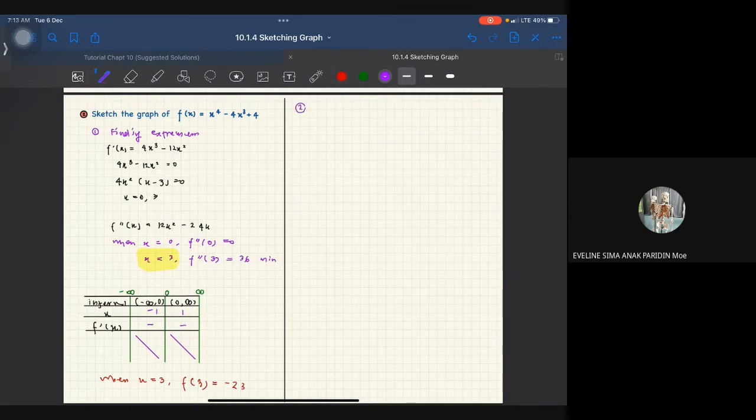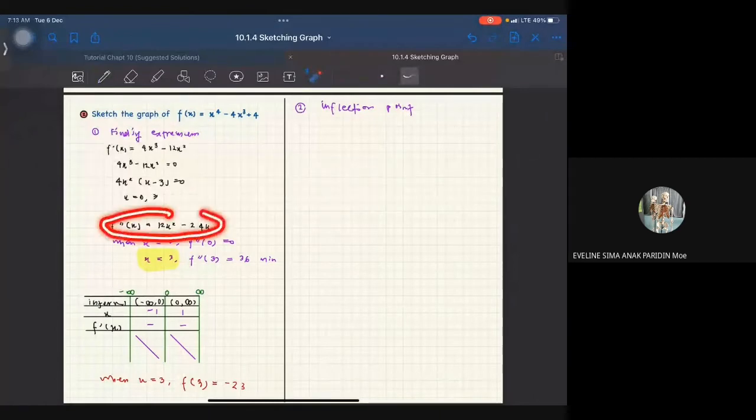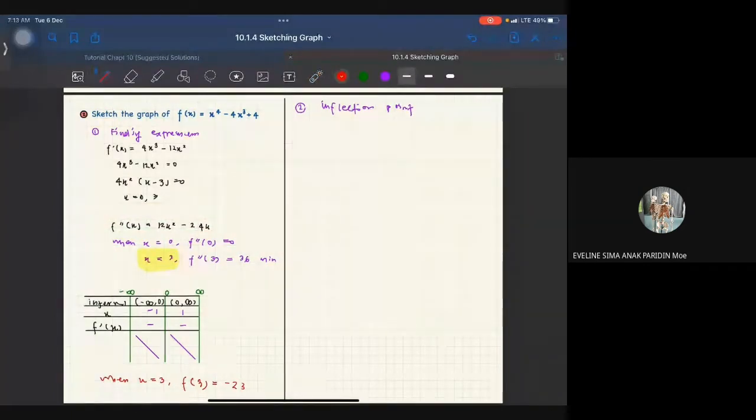So jom kita moving on to the next step, which is finding the inflection point. Okay, so inflection. Dia inflection tau, dia bukan reflection. Ada saya nampak student tulis a reflection. It is supposed to be inflection. Okay, so inflection point. Alright, so untuk inflection point, kita kena cari second derivative. I already have my second derivative over here. So apa yang tinggal untuk saya buat sekarang adalah make it equals to 0 sahaja.